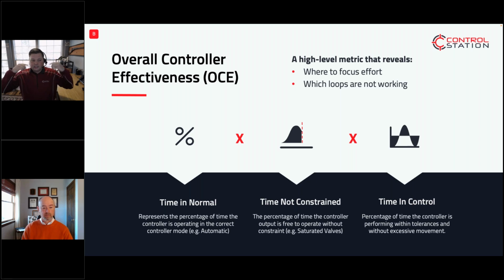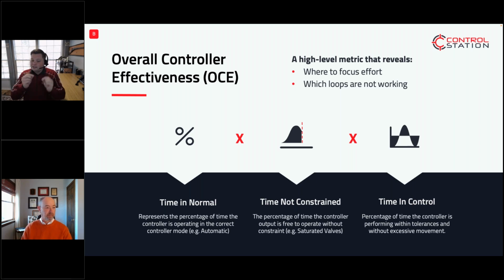Is it close to set point? Is it far away? Is it over tuned? What is its behavior? How good of control are you actually experiencing? And just like OEE, you multiply those three things together and you get a very sensitive metric. I mean, that's kind of the terrifying thing about OEE. It only takes one of those numbers being 0 before your number plummets, right?